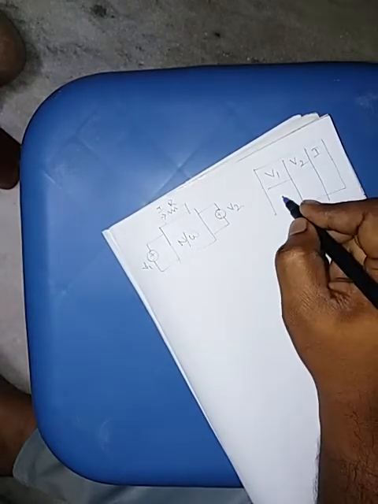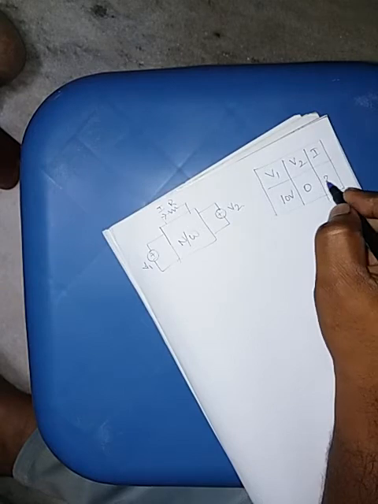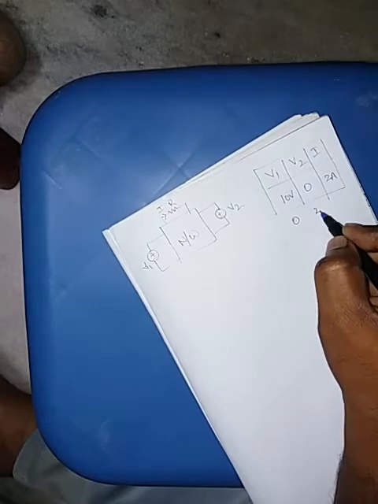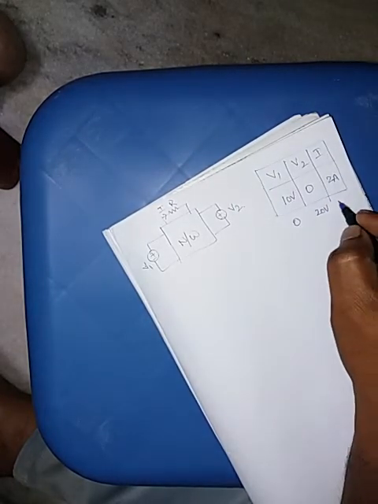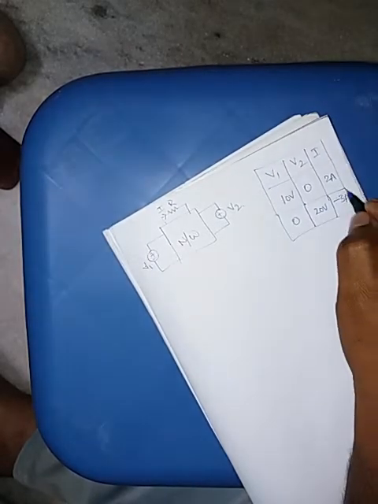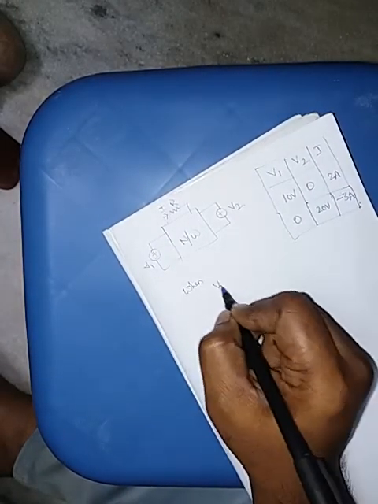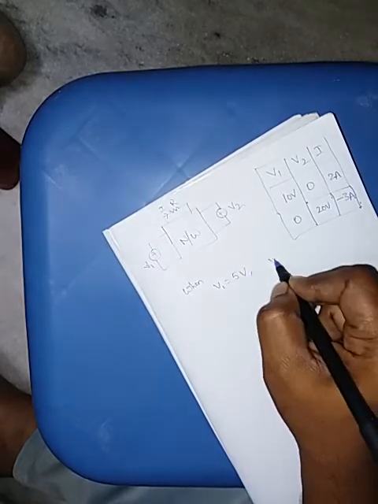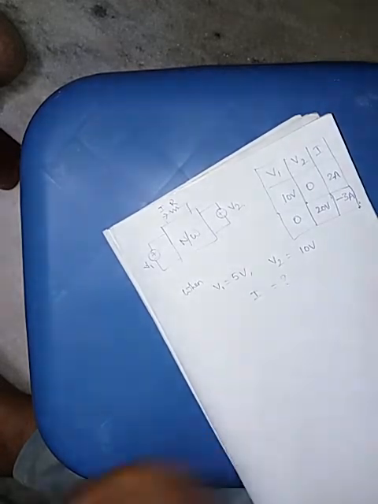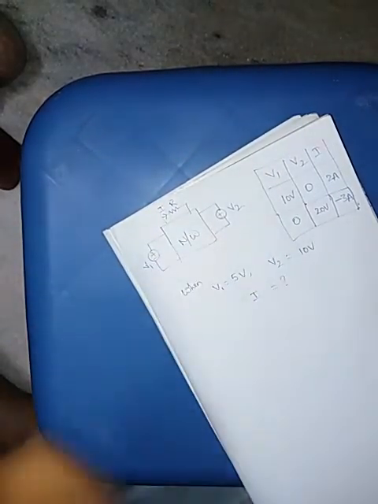When V1 is 10 volts and V2 is 0, then I is equal to 2 amps. And when V1 is 0 and V2 is 20 volts, then I is equal to minus 3 amperes. This is the data given. If so, when V1 is equal to 5 volts and V2 is equal to 10 volts, what is the value of I? This is the question. Now we can apply the homogeneous principle here.